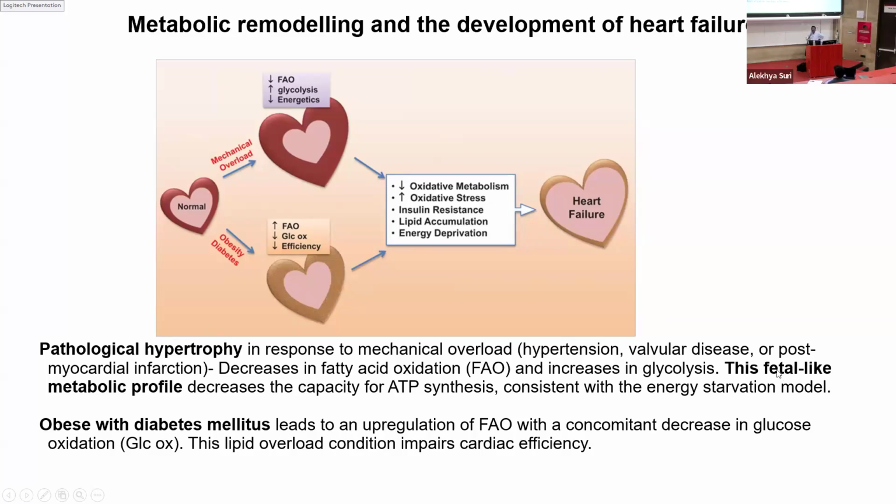And this is also called a fetal-like metabolic profile, because, as I said before, during development as well as in neonatal conditions, glucose is the preferred substrate for the cardiac muscle. So during stress conditions or during pathology, you will see a reversal of the same conditions. The heart will start to use glucose molecules rather than fatty acids. So that's why it's called a fetal-like metabolic profile. This will decrease ATP synthesis, and then finally you will end up with an energy deprivation and starvation model.